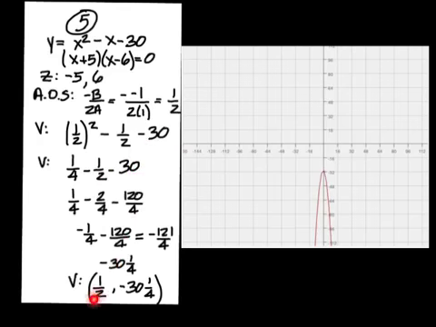And the vertex is a half and negative 30 1/4. Yeah, it says 30, or negative 30 1/4. I probably said 3. The announcements get me fouled up.